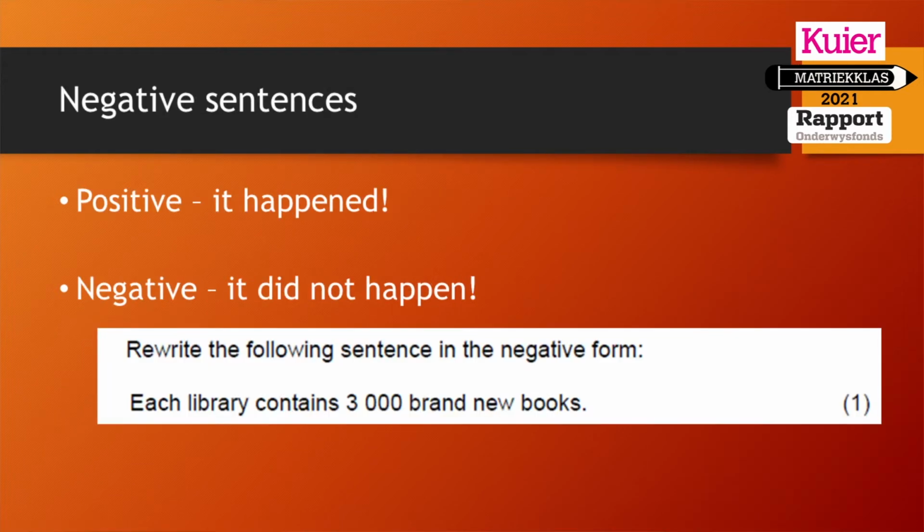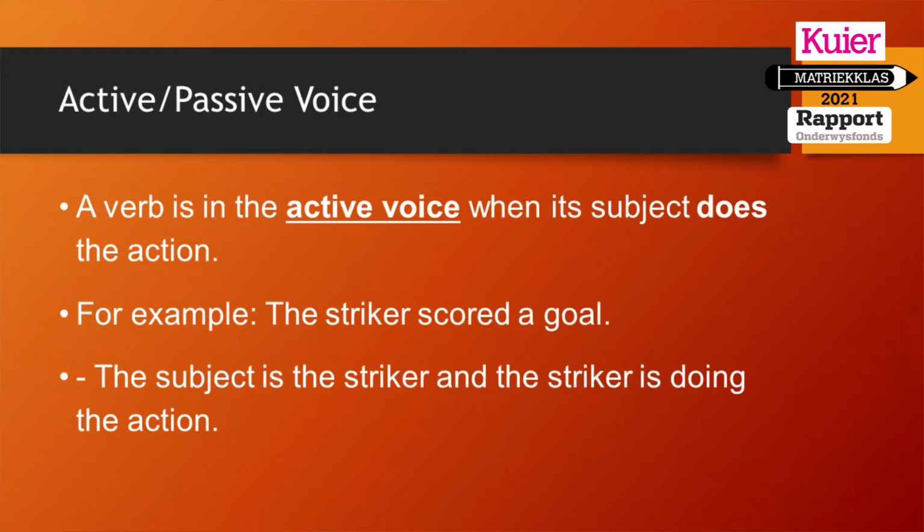Okay? Then there's a negative sentence. We know obviously if it's positive, it happened. Negative, it didn't happen. Okay? Very important. Then there's the active passive voice.